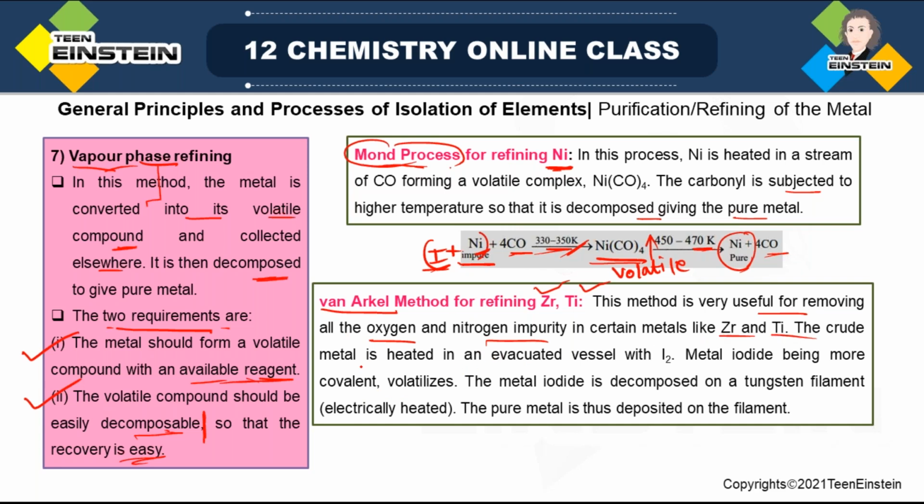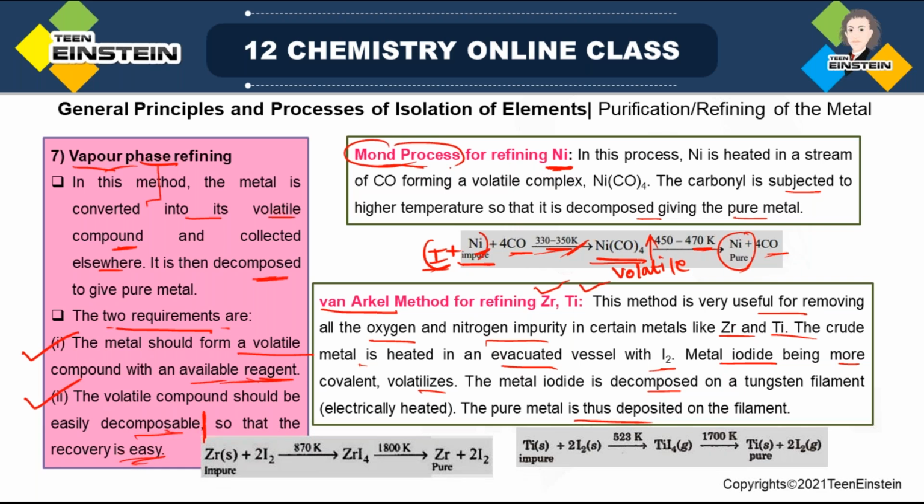So what we do: crude metal is heated in an evacuated vessel with iodine. That means now the metal will form iodide. This metal iodide is more covalent, so it will volatilize. As we have said, the requirement is that the compound must be volatile, otherwise our purpose will not be fulfilled. This metal iodide is next decomposed on a tungsten filament, which is basically the source of heat, and pure metal will be deposited on the filament.